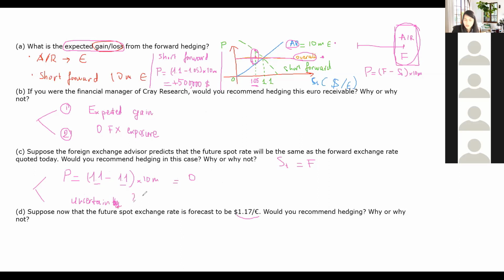Uncertainty. So the question here is really how much risk tolerance am I? If I am very, very risk averse, even though there's no financial gain in this case, I will still choose to hedge, because by hedging, I know for sure that the future rate that I'm going to settle the contract is going to be 1.1. In contrast, if I don't hedge and the future rate turns out to be different from 1.1, then I might end up with a different number.